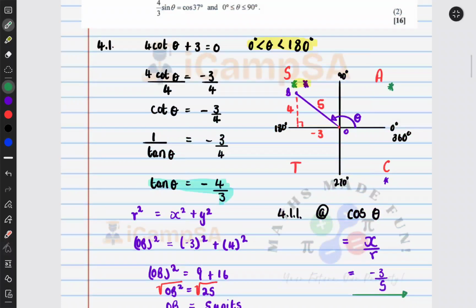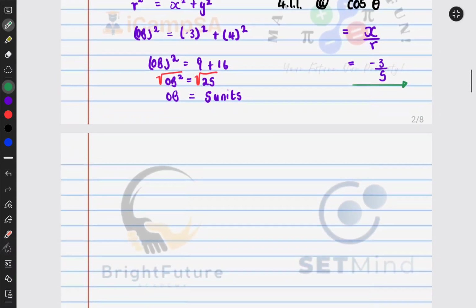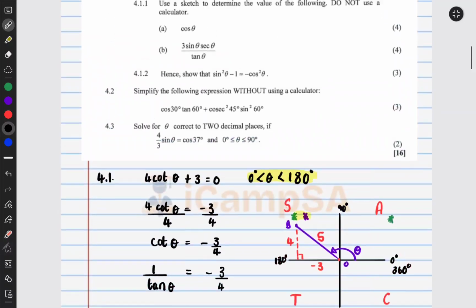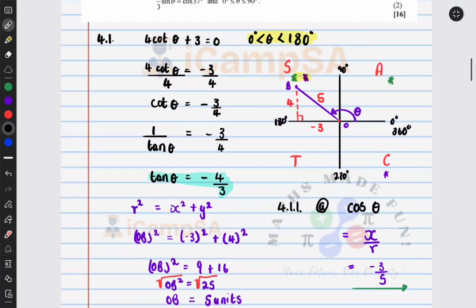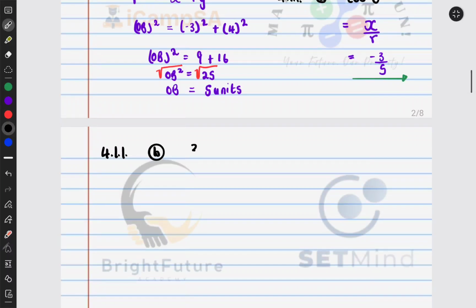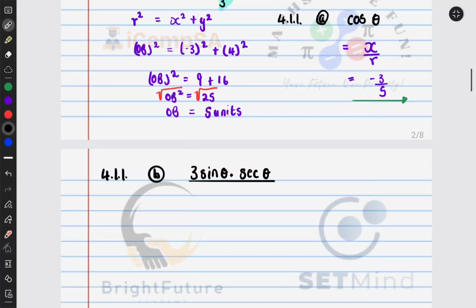Okay, and then next we have 4.1.1b. Let's come here for 4.1.1b. We have to determine the value of what now? Of 3 sine theta multiplied by sec theta over tan theta. We have to determine the value of 3 sine theta multiplied by sec theta over tan theta.